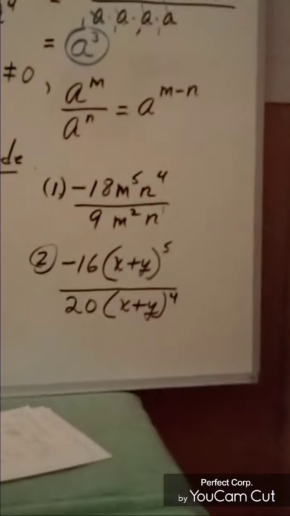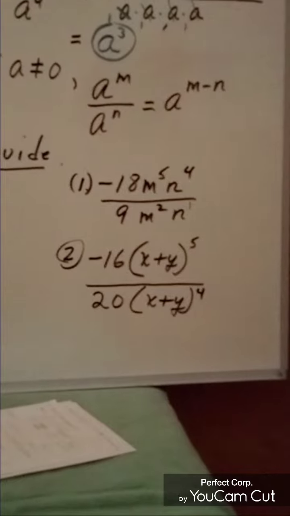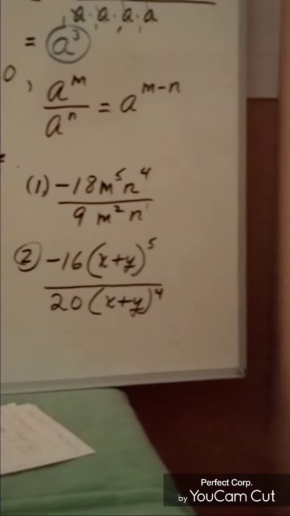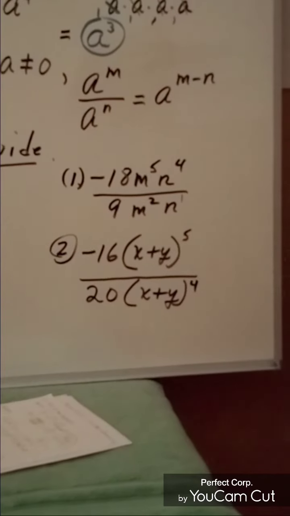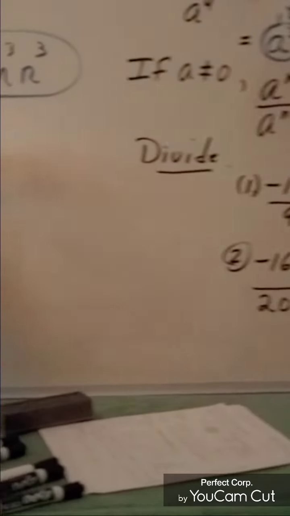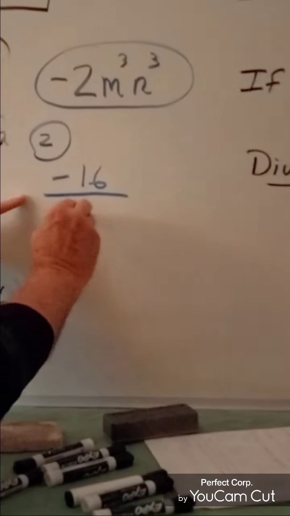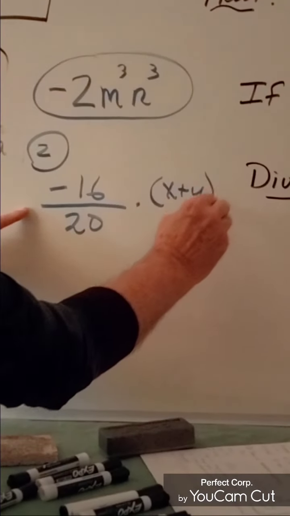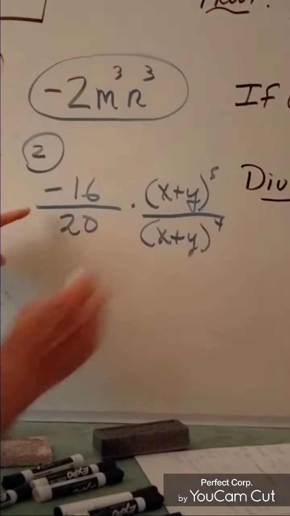Number 2. I believe I might split this one up because when we look at the initial factors of negative 16 in the numerator and 20 in the denominator, we're looking at a rational number. We're not looking at a situation that we saw in number 1. So I believe I would intentionally split it up and make number 2 begin to look something like this. Negative 16 over 20 times the quantity x plus y to the 5th divided by the quantity x plus y to the 4th.